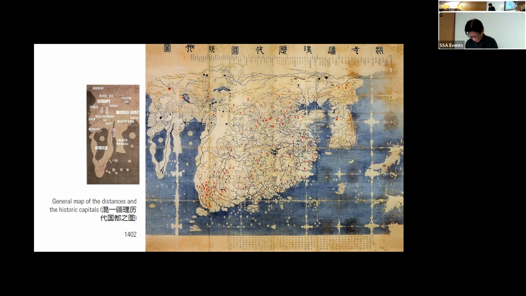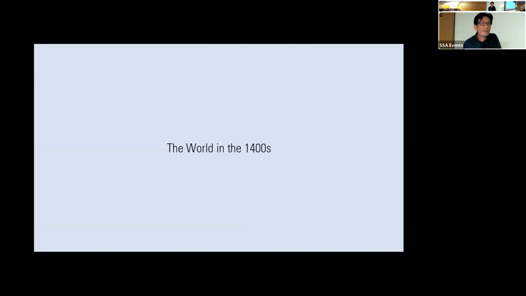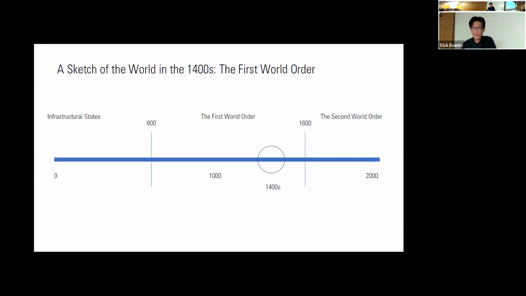So what did the world look like in the 1400s? This is where the navigation and the armadas took place. I want to put this graph of 2000 years and divide it into chunks. You have the more ancient world of infrastructure states, Rome and Han Dynasty. The second stage I would like to call the first world order, though I don't know whether this is the right way to describe it. And our world is the second world order, in which the Europeans, if you follow Immanuel Wallerstein or Fernand Braudel, you would understand that the European world economy and world system became the global world system that we live in today.